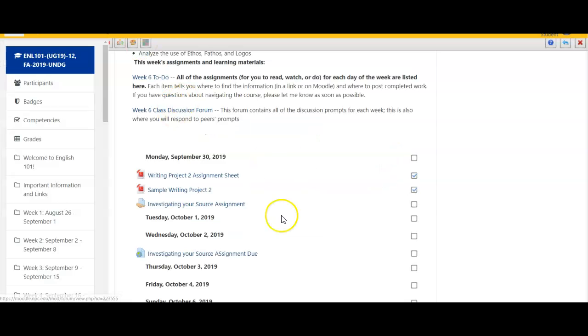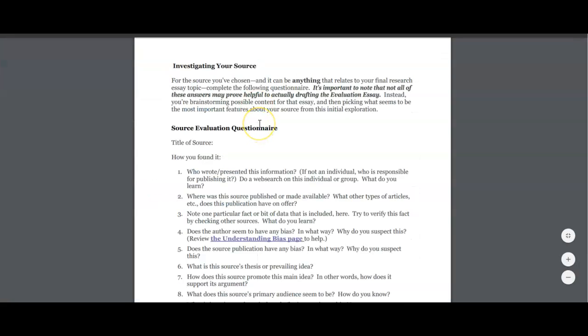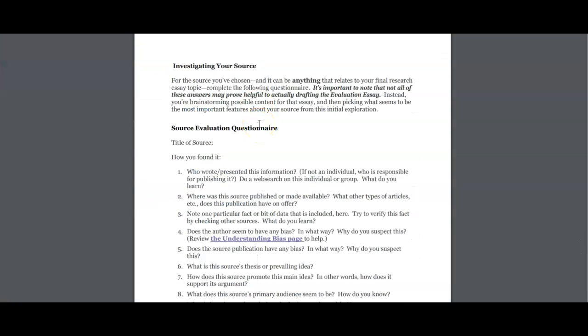So you can see here, you're to start your investigating your sources assignment on Monday, and the investigating your source assignment asks you to look at a source that you've chosen, and it can be anything that relates to your final research topic, and complete the following questionnaire.